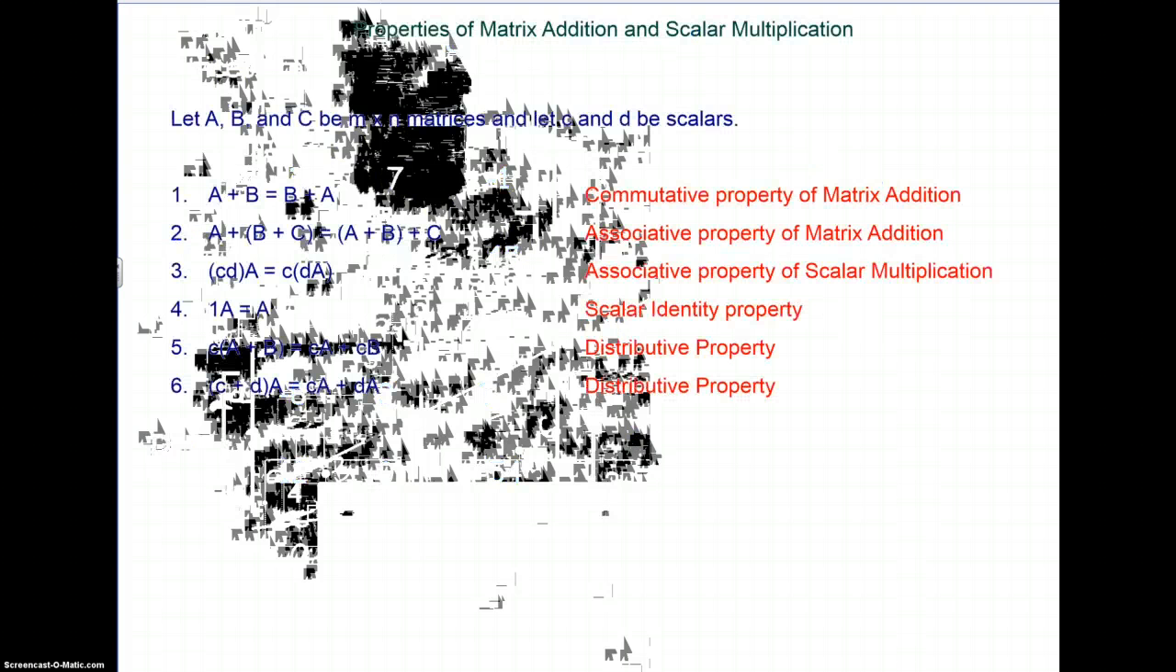Okay. Properties of matrix addition, scalar multiplication, and multiplication. I'll let you review these. They should all be similar and familiar from what you've seen before.